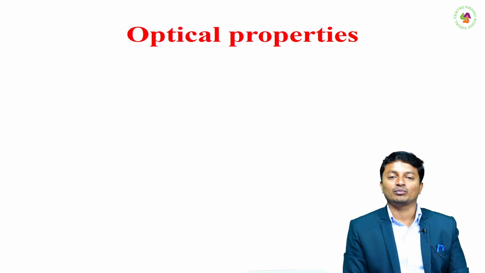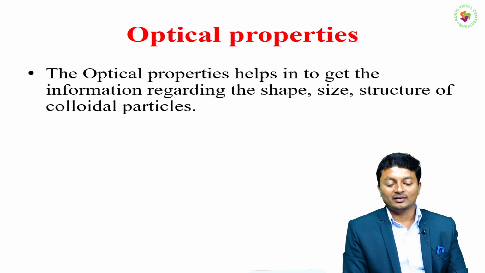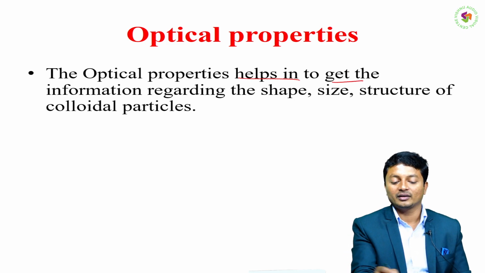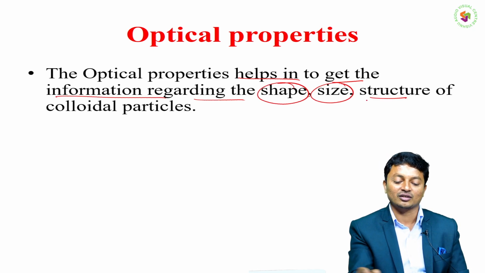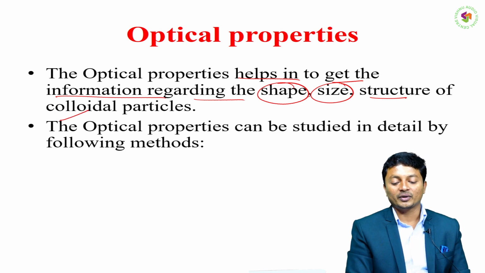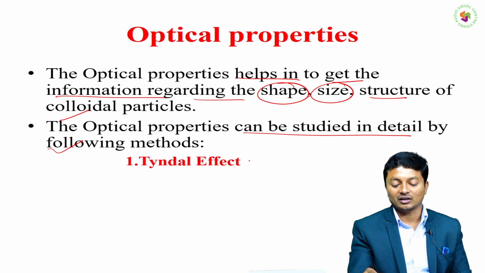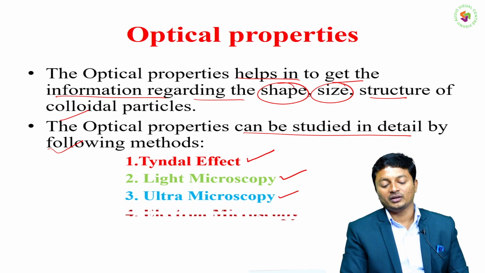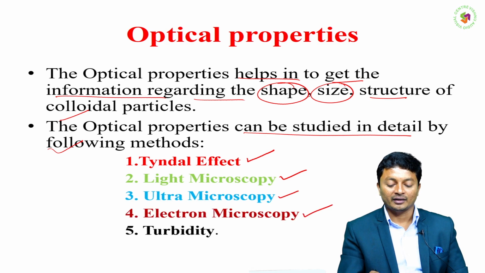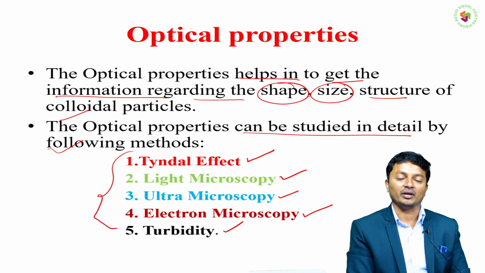And here we need to discuss the optical properties, also a very important topic of the characteristics of colloids. This optical property helps to get information regarding the shape. Yes, we already discussed the size and the structure of colloidal particles. These optical properties can be studied in detail by following different methods. Those methods are Tyndall effect, light microscopy, ultra microscopy, electron microscopy, and turbidity. Let us discuss all these one by one.